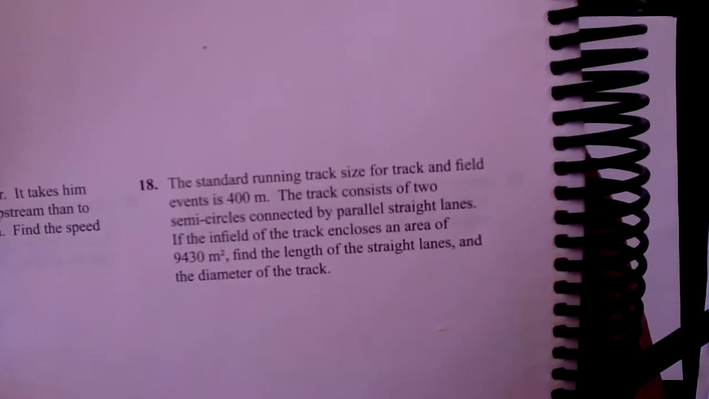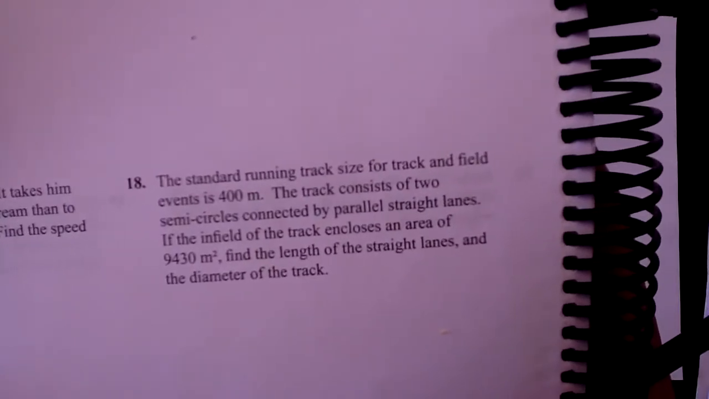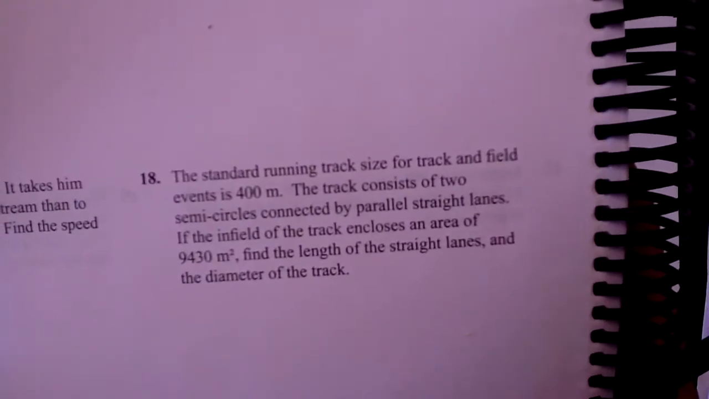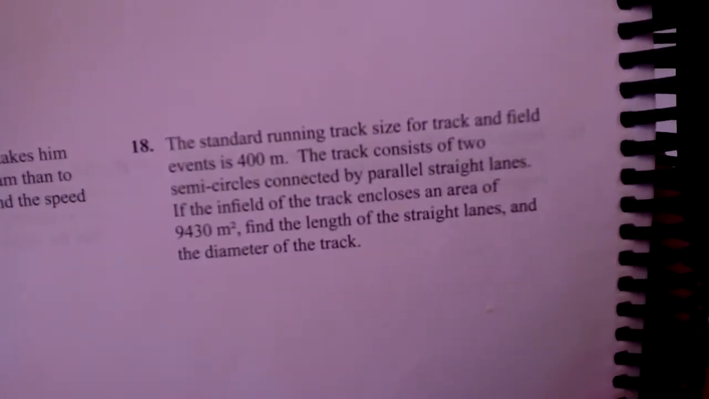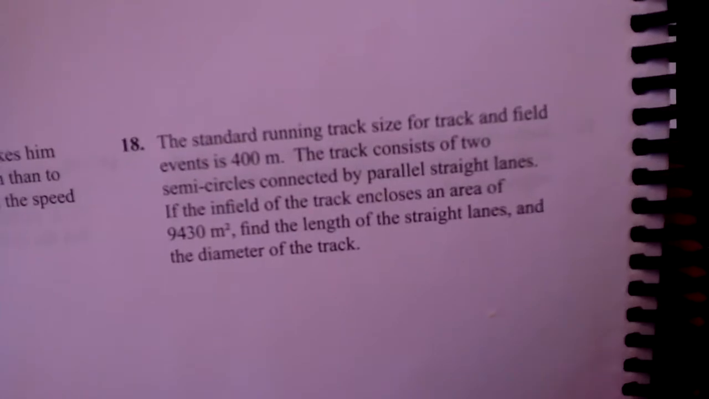Standard running track size for a track and field event is 400 meters. The track consists of two semicircles connected by parallel straight lanes. If the infield of the track encloses an area of 9430 meters squared, find the length of the straight lanes and the diameter of the track.